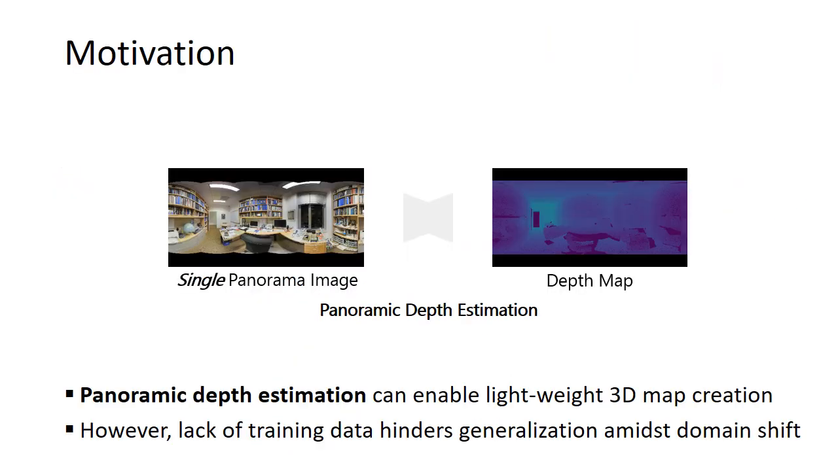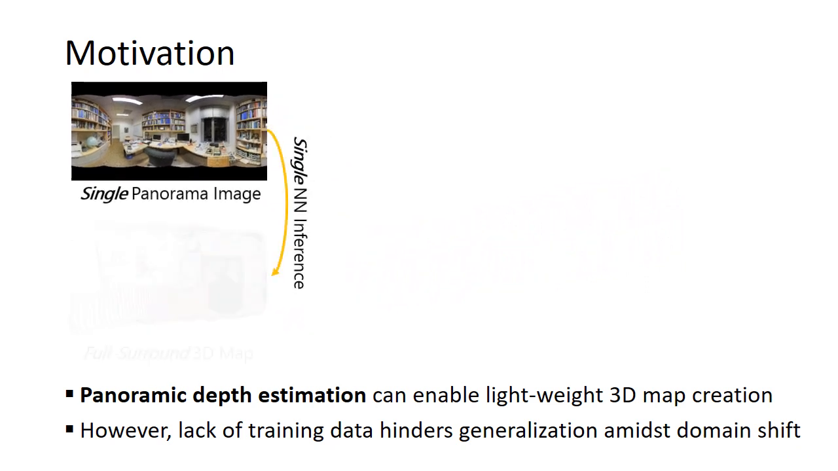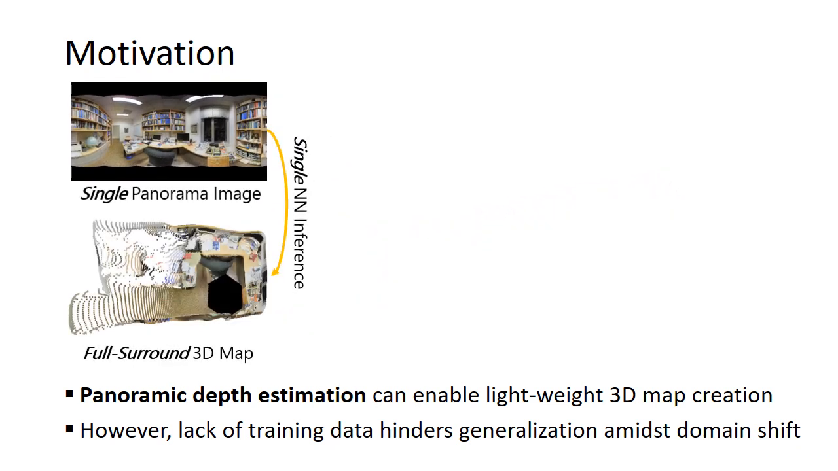Given a single panorama image, panoramic depth estimation outputs a dense depth map from pre-trained neural networks. Since a full surround 3D map is obtainable from a single neural network inference, panoramic depth estimation can enable lightweight 3D map creation.